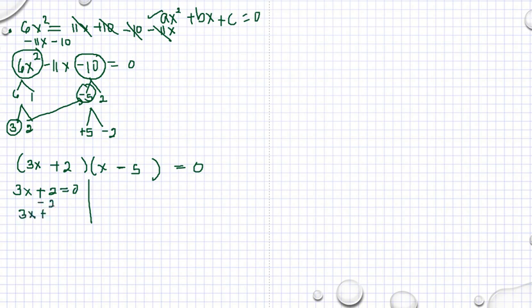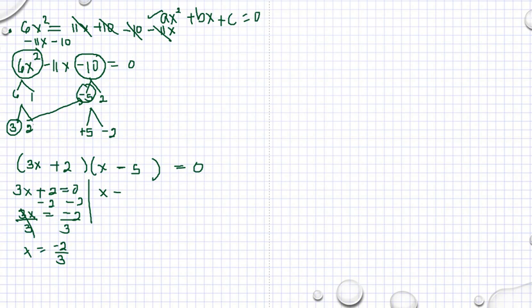If we subtract both sides of the equation by 2, then we have 3x is equal to negative 2. Then we divide both sides of the equation by 3, and we have x is equal to negative 2/3. The other one is x.